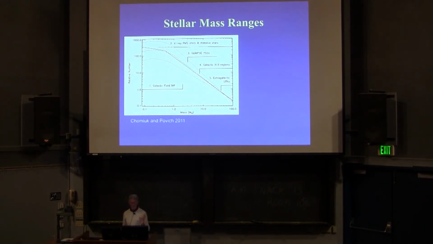Just to illustrate the point about the IMF, this is a figure from Chomiuk and Povich, and the extragalactic star formation rates are all based on this tail of the IMF because they're looking at H alpha or some tracer like that. And if the IMF is different, you could have a problem. Now, the YSO counts in the nearby clouds are measuring masses down in this range. So we're really measuring different things, and you have to hope that the IMF connects them.